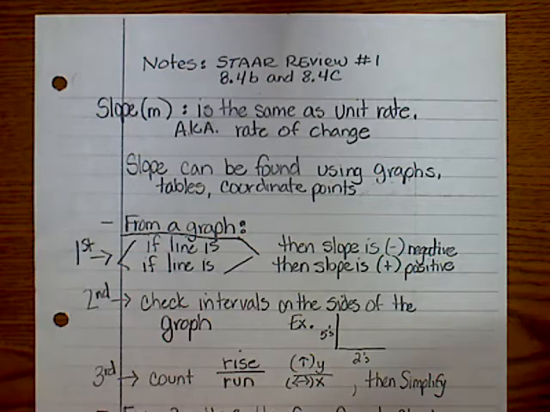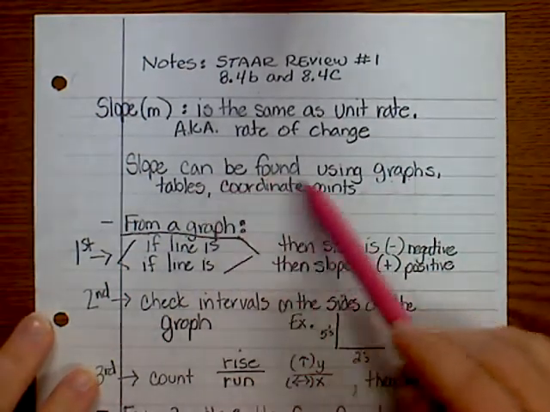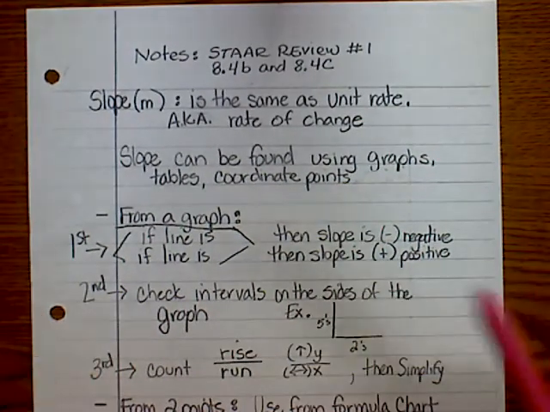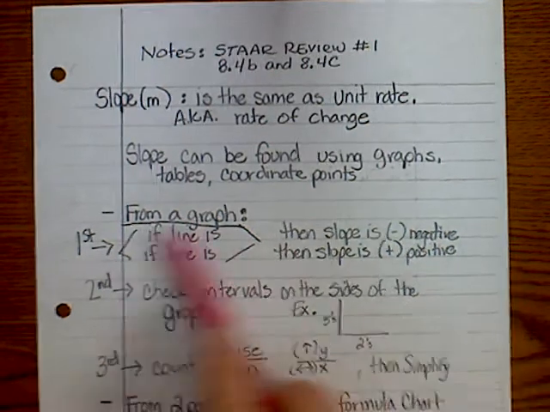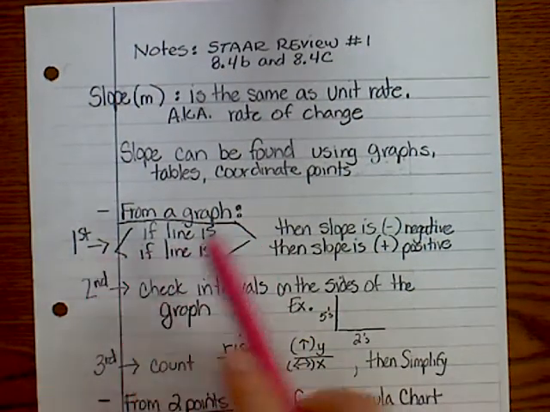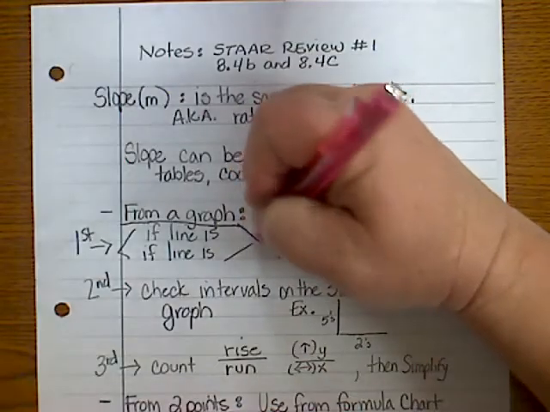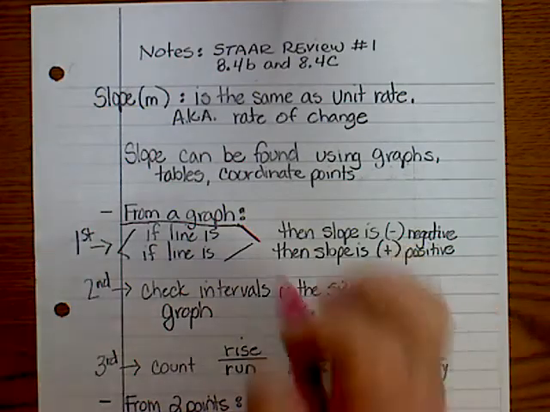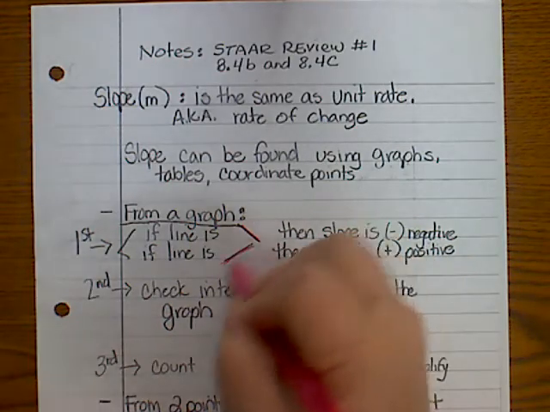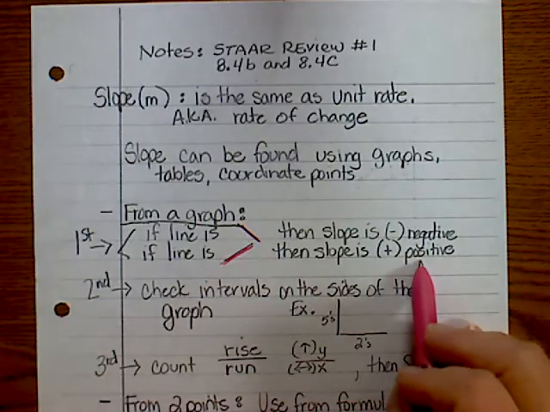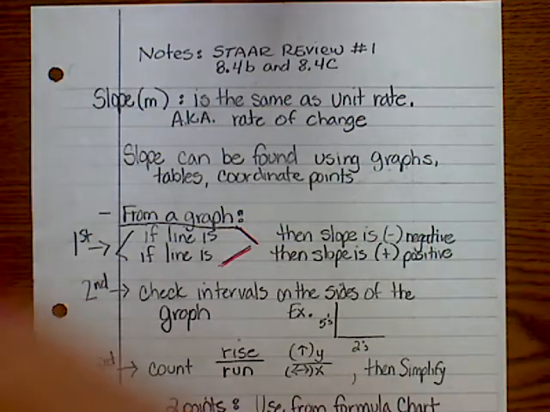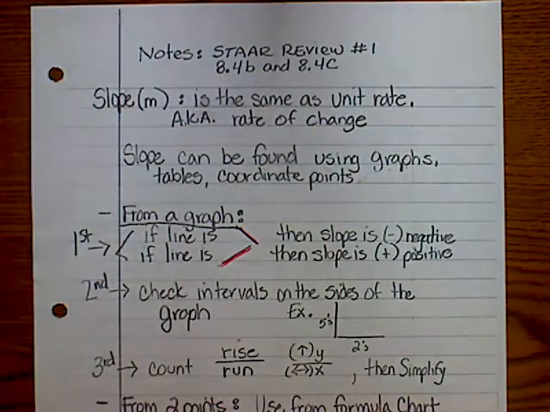We're going to talk about slope from a graph. Okay? Slope can be found using graphs, tables, and coordinate points. It can also be found in an equation. From a graph, first, if the line is going down from left to right, then the slope is negative. If the line is going up from left to right, then it's positive. Think about it this way. You read left to right. So if it's going up left to right, it's positive. If it's going down left to right, it's negative.